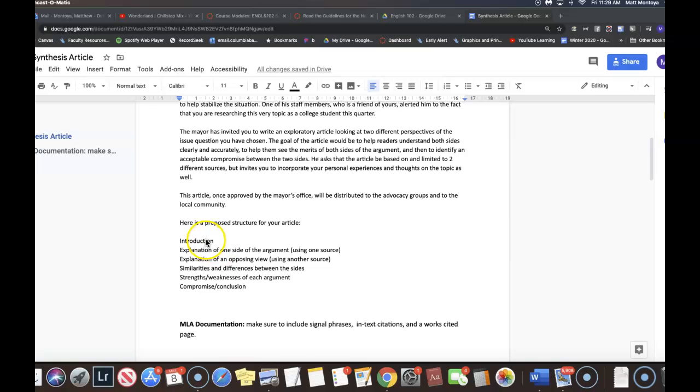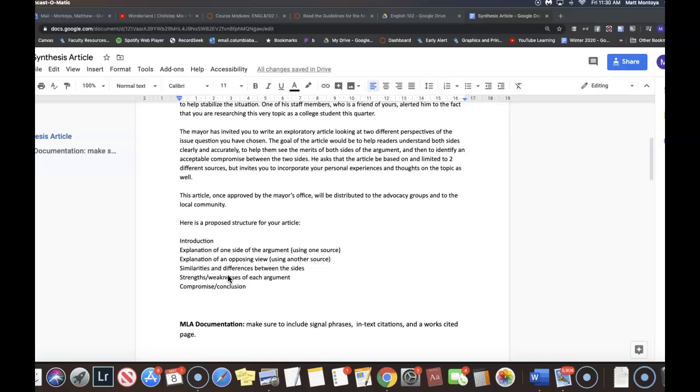So you'll introduce the issue, explain one side of the argument using that one source. Then you're going to have another paragraph where you explain the opposing view using the other source. You'll have a paragraph where you compare both sides. What are the main points? You compare and contrast their points. What do they agree and disagree on? Then you're going to break it down and analyze the strengths and weaknesses of both sides.